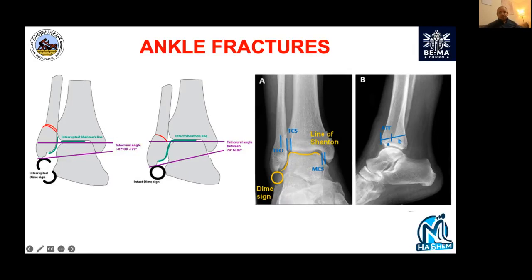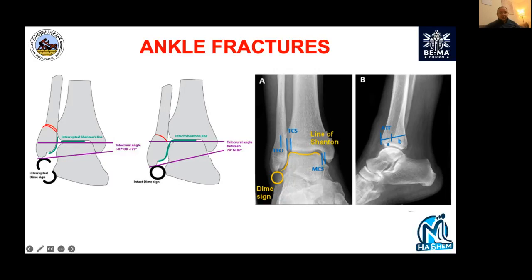Then if you look here in a proper Mortise view, you can see a clear space between the tibia and the fibula, and you can see an overlap between the fibula and the tibia. And this gives you an idea how your syndesmosis is. So if the clear space is more than 10 mm, this means syndesmotic diastasis or syndesmotic injury. And if this clear space is less than 6 mm, this again means there is a syndesmotic injury or diastasis.